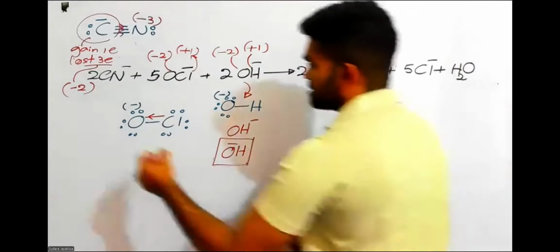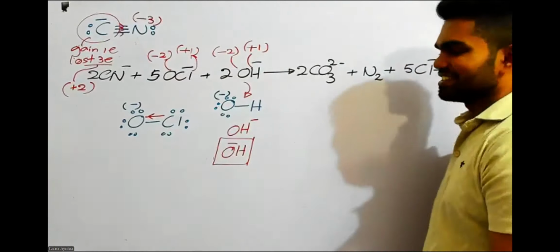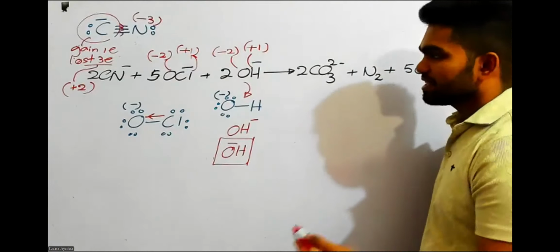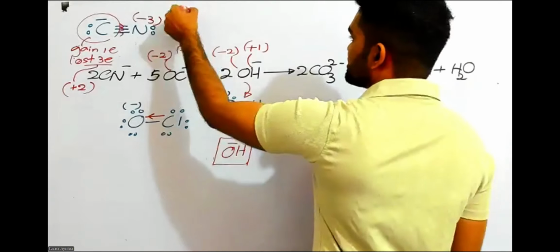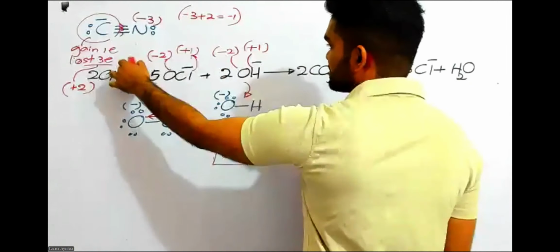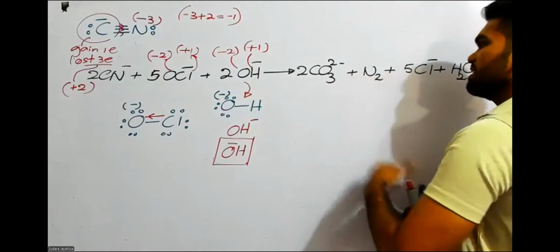Sorry, not -2, my mistake. +2. Okay, +2. So the oxidation number sum should be equal to the charge, no? Check that too. If you add -3 and +2, you will get -1, the charge. So it's correct. Okay. And then look at the right side.